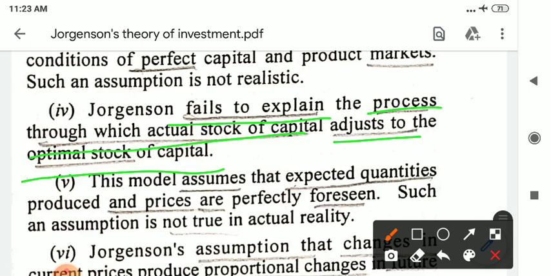Then another assumption which has been taken and which has been criticized by the critics is that this model assumes that the expected quantities and the expected prices are foreseen. That is, whatever quantity is going to be there in the future, or whatever prices we expect in the future, they are very certain type of variables. But actually the critics say that it is not true, because it is not so certain. We cannot certainly predict the quantities, the income, the output, the prices that will be there in the future in an economy.